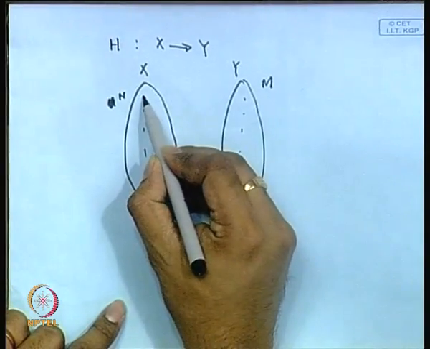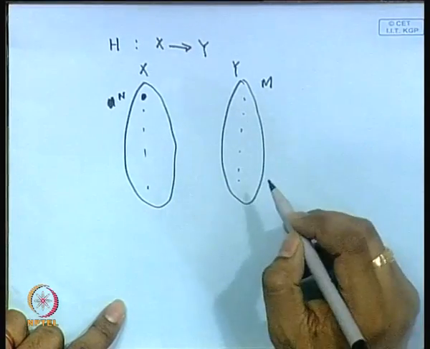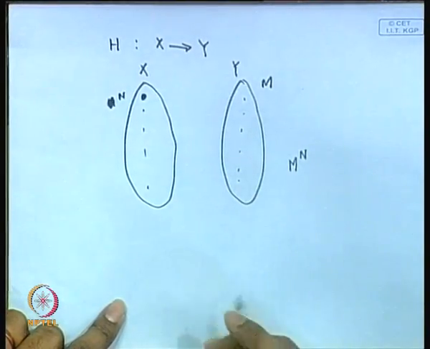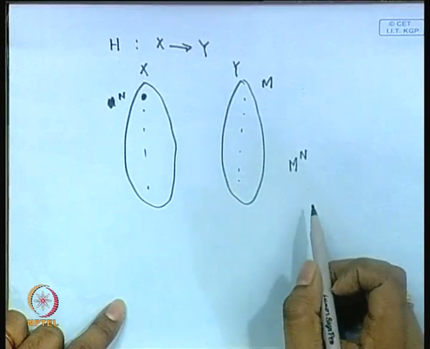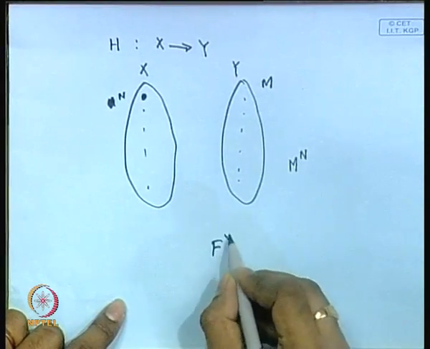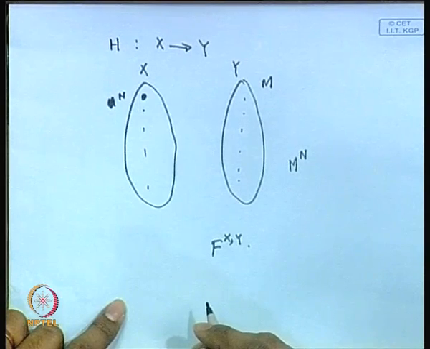Yeah, so for each possible input here, there are m possible outputs. So therefore you can apply this and you can see that there are m to the power of n such possible transformations, right. So from there we choose any one function and we denote that function as fxy. So your hash function will be one of them, right.